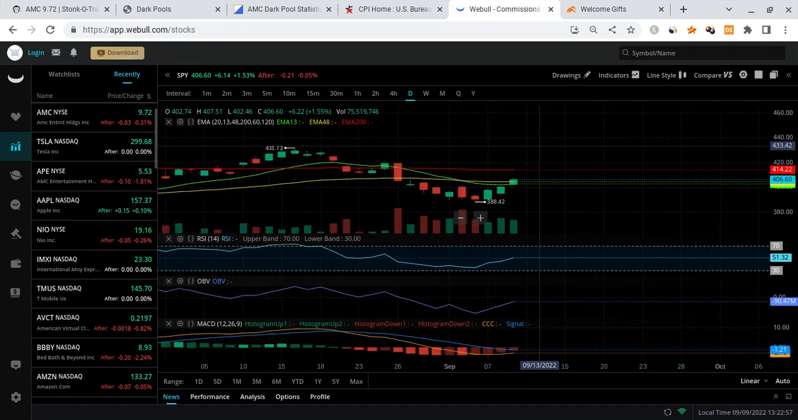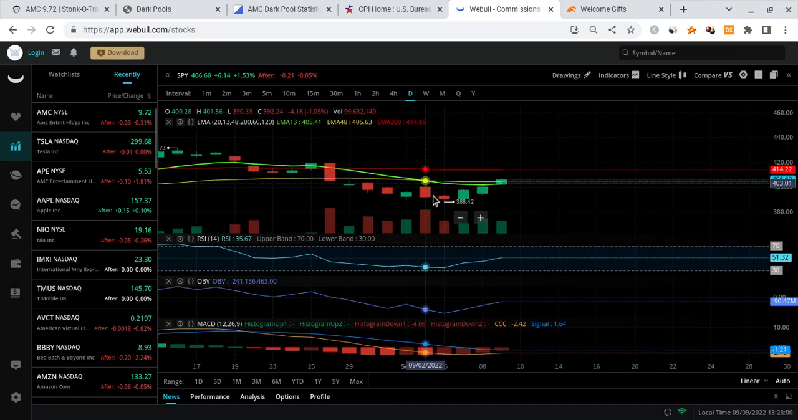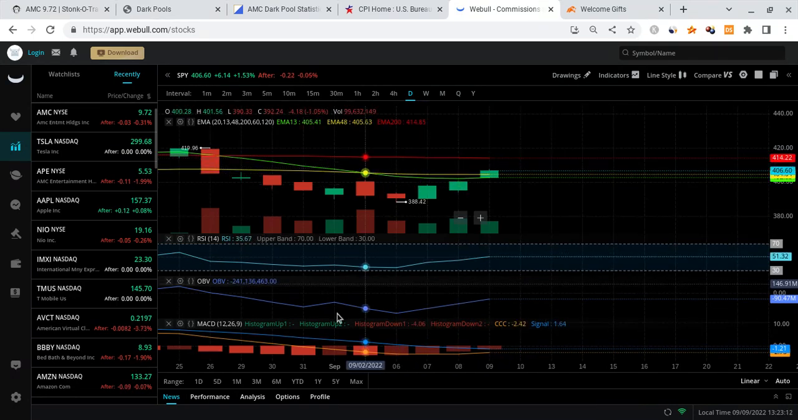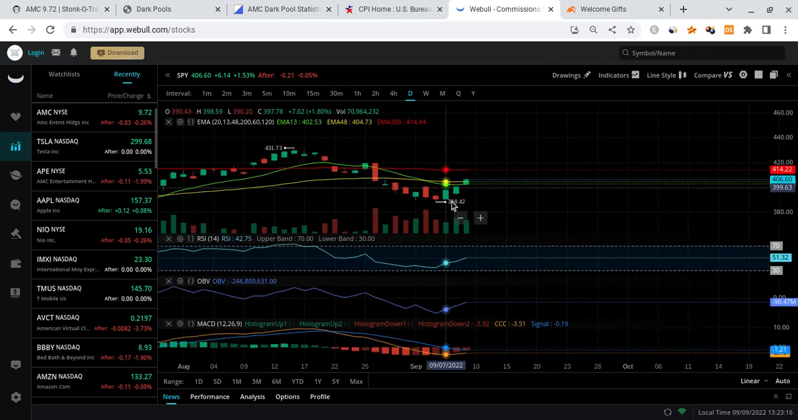Now on the daily, like I mentioned previously, we got that 13/48 EMA cross. We got that big drop. But now we're starting to show signs of another crossover to the upside if we continue to push to the upside. And we are going to have some resistance around that 415 level because of the 200 EMA. And from the MACD, it's starting to curl as well. So things are looking a little bit better ever since we got that nice bounce off 388.